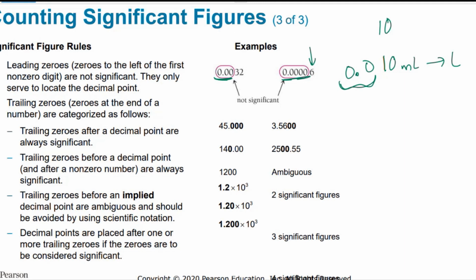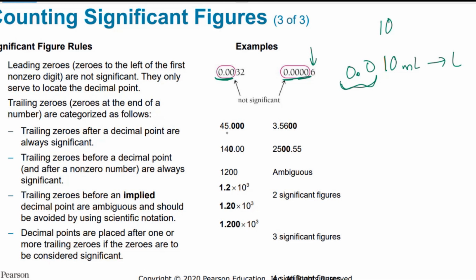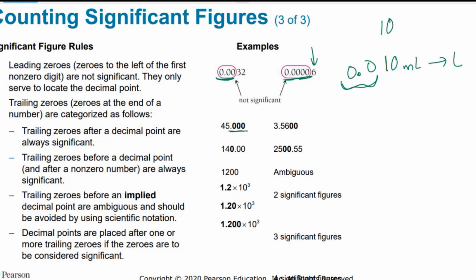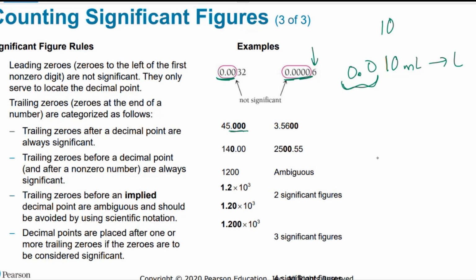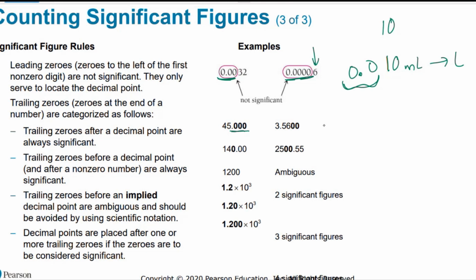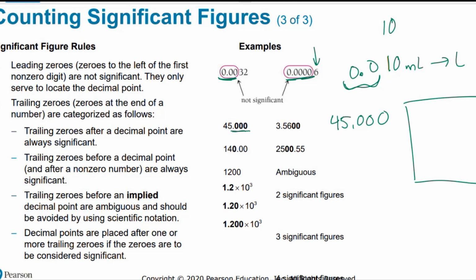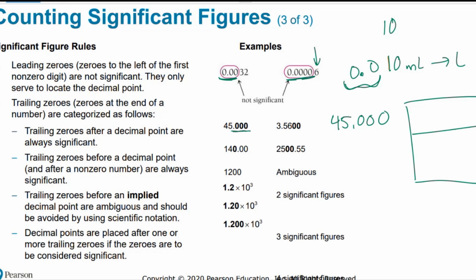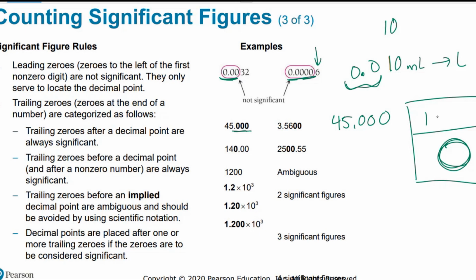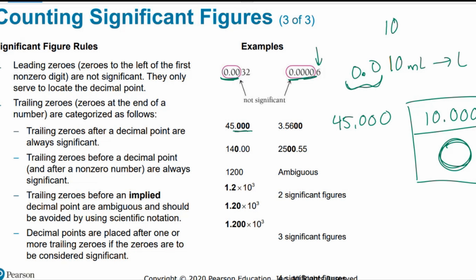Moving on, trailing zeros at the end of a number are significant if they follow a decimal point. Okay, if they follow a decimal point, like 445.000. Let's go back to our scale. What if I said I could weigh up to 10 grams, right? Let's say I put a lump of coal on here, and that lump of coal weighed 10.000 grams.